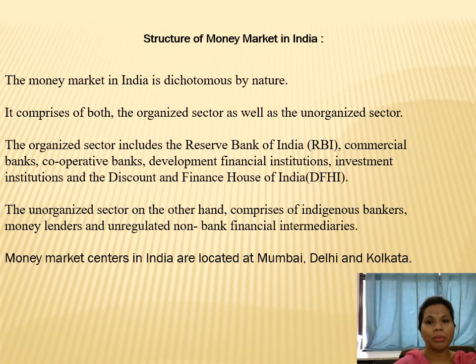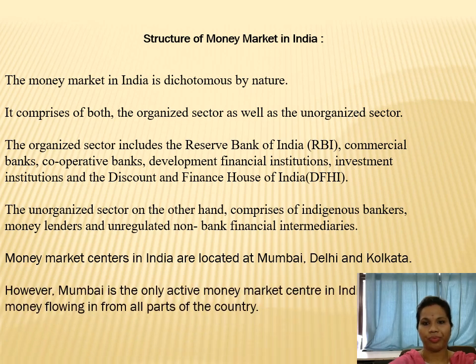So what is the money market? It is dichotomous by nature; we can say it has two sides. It covers both the organized and unorganized sectors. The organized sector includes the RBI, commercial banks, cooperative banks, and investment institutions. The unorganized sector comprises indigenous bankers, money lenders, unregulated financial intermediaries, etc. Money market centers in India are located at Mumbai, Delhi, and Kolkata. However, Mumbai is the only active money market center in India, with money flowing to all parts of the country.